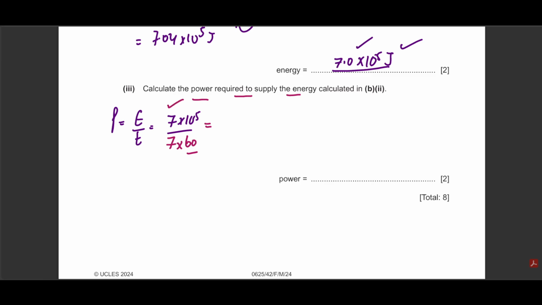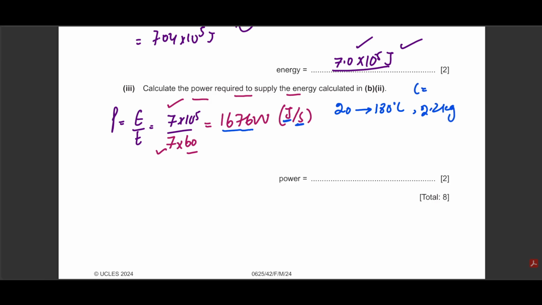So this much amount of energy supplied in this much amount of time, definitely. So this comes out as 1676 watts, which is roughly joules per second. Watts is joules per second. So I need to supply 1676 joules for every second oil is on the stove. Only then I will be able to achieve the temperature change from 20 degrees centigrade to 180, provided that the mass is 2.2 kg. Provided that the heat capacity is 2000 joules per kg degree centigrade.